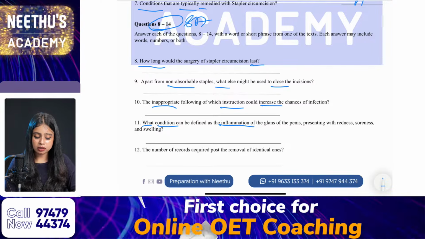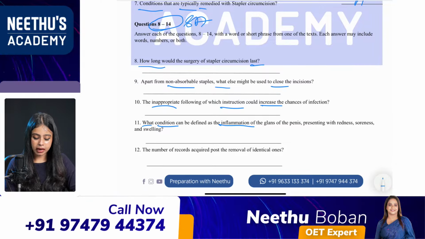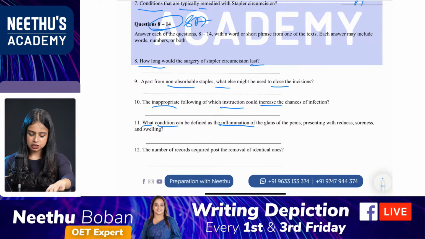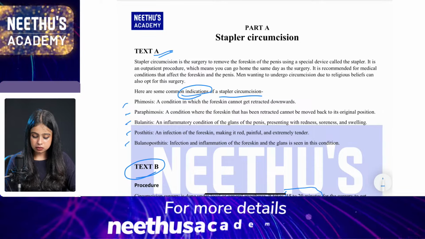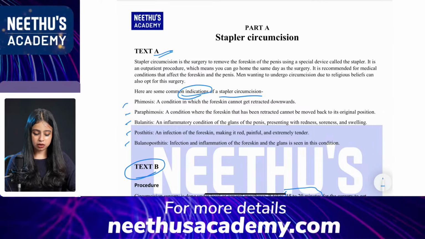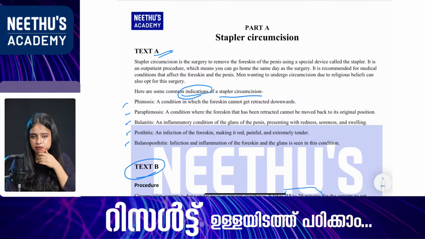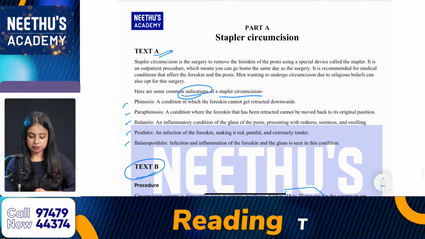Okay, so it's not balanitis, it is balanopostitis, right? Okay, and that's from text A, I guess. So the answer is from text A. And where is it mentioned? In which point? Is that the last point or the third last point?